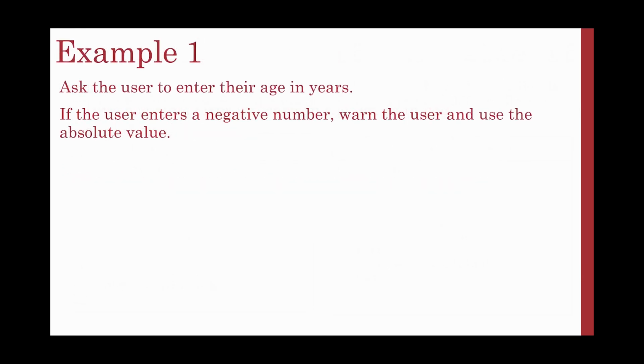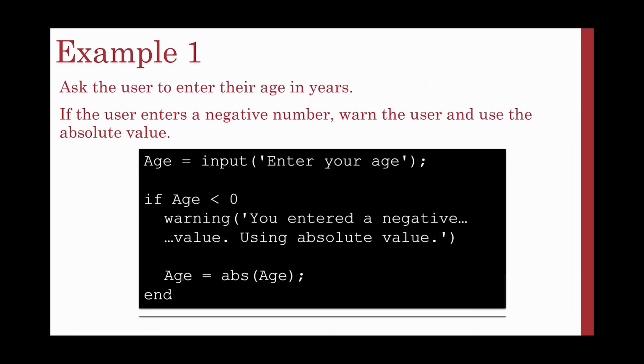So I want to ask the user to enter their age in years, and if the user enters a negative number, I want to warn the user and use the absolute value. So I can ask them to input their age, and I can say if age is less than 0, print a warning, and then take the absolute value of the age.